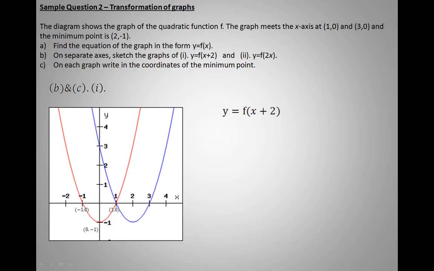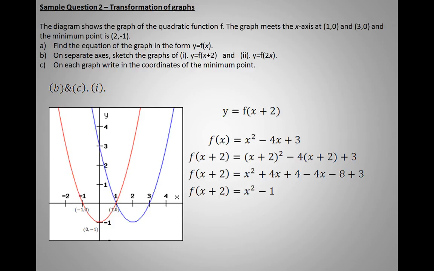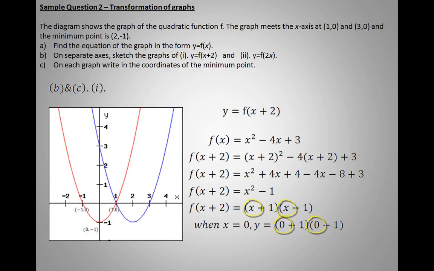Alternatively, we can find the new axis crossing points by substituting x plus 2 for x in our equation. Multiplying out the brackets and simplifying, we end up with x squared minus 1. This is a difference of two squares and can be factorized into (x plus 1)(x minus 1), which gives our new x-axis crosses at minus 1 and 1. To find our new y-axis cross, we plug in 0 for x and get y equals -1.